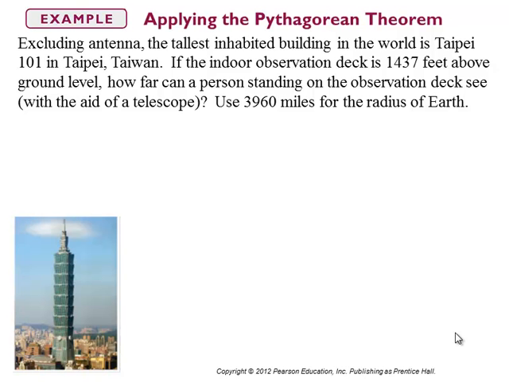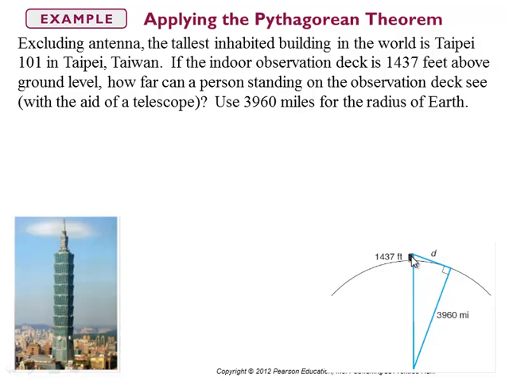Now here's an interesting application of the Pythagorean theorem. Suppose that you are standing on the observation deck of a tall skyscraper. Now you could see a long way out, but you certainly can't see forever. So how far out on the horizon can you see?